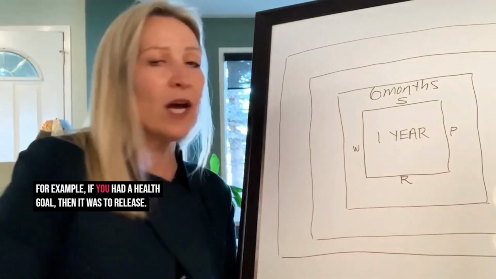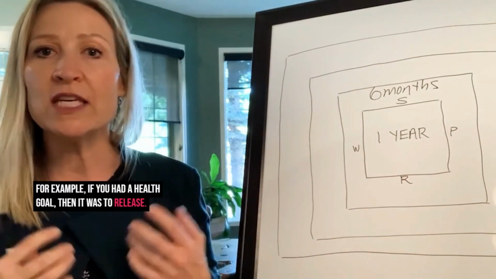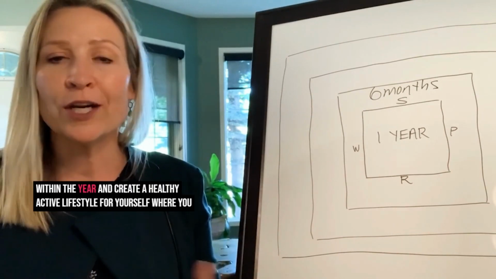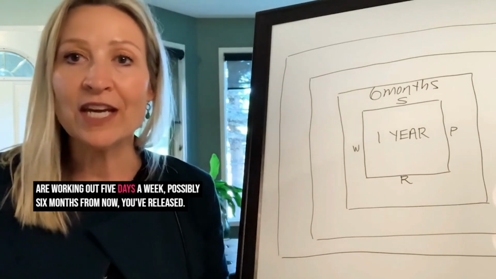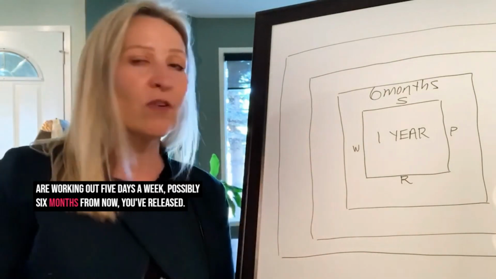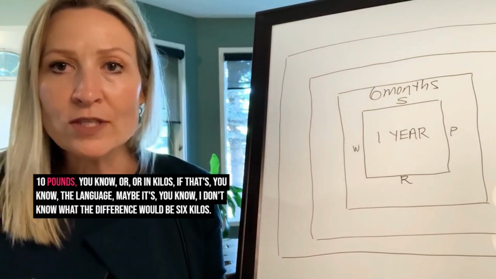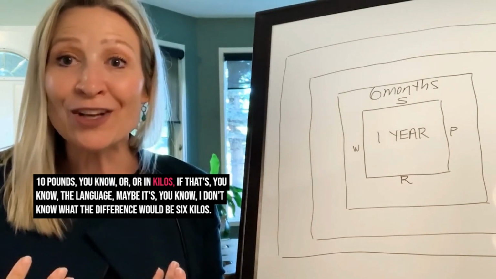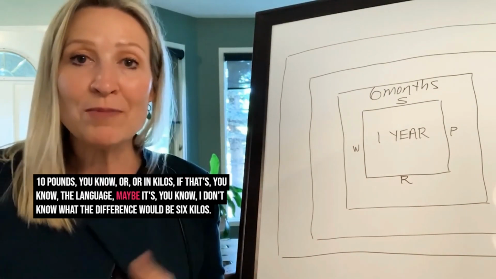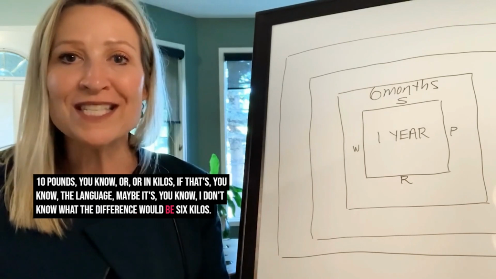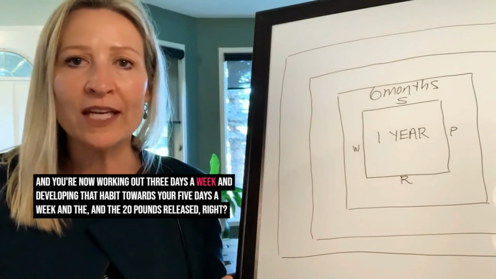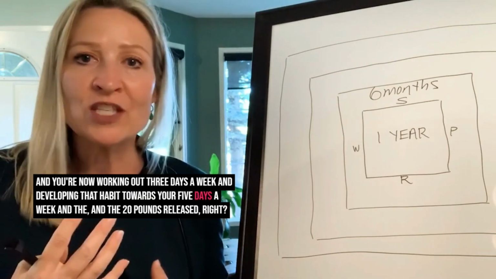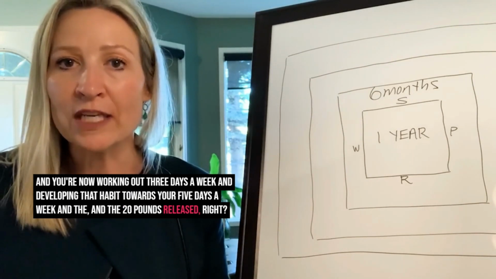Possibly, for example, if you had a health goal, then it was to release 20 pounds within the year and create a healthy, active lifestyle for yourself where you are working out 5 days a week. Possibly 6 months from now, you've released 10 pounds, or in kilos, if that's the language. Maybe it's, I don't know what the difference would be, 6 kilos. And you're now working out 3 days a week and developing that habit towards your 5 days a week and the 20 pounds released, right?